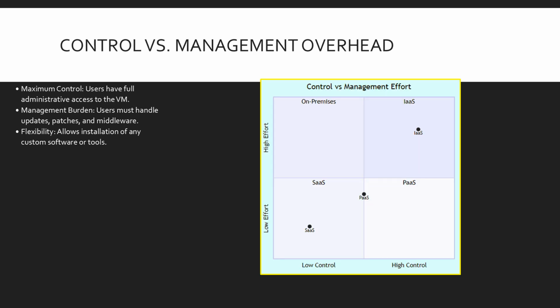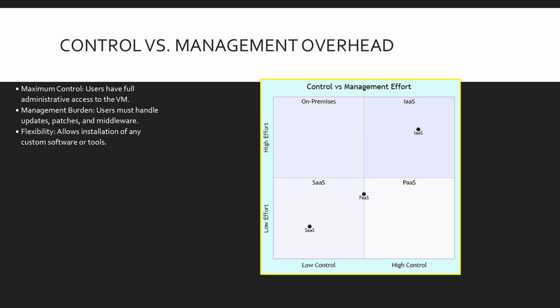The defining trade-off of IaaS is between control and management overhead. IaaS provides maximum control, giving you full administrative access to the virtual machine to install any software you like. However, this freedom comes with a management burden. Unlike PaaS, where the provider manages the runtime, in IaaS, you must manually handle all software updates, security patches, and middleware configurations. It offers the highest flexibility, but requires the most maintenance effort.